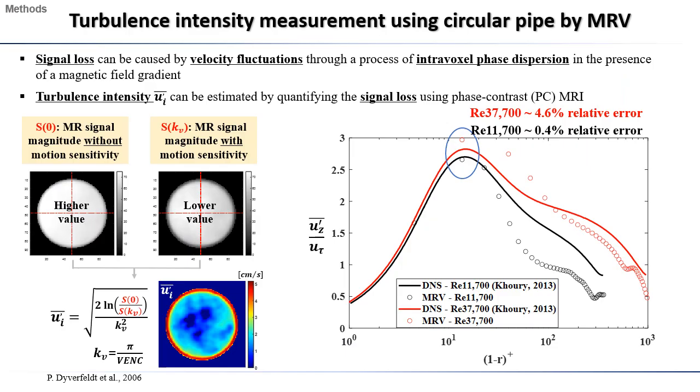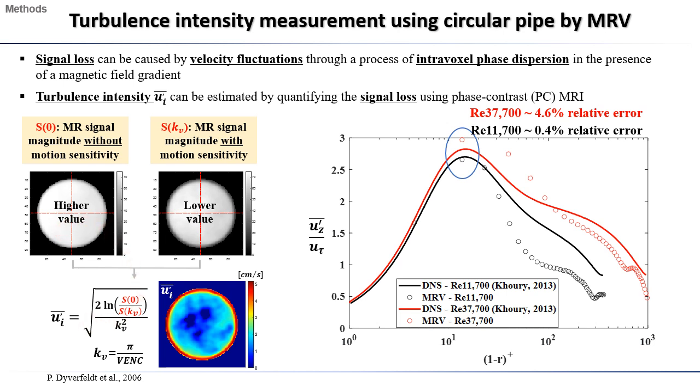First, I will explain the principle of turbulence intensity measurement using MRV. As you know, the principle of turbulence intensity measurement using PIV relies on calculating the standard deviation of instantaneous velocity fluctuations as a proportion of the mean velocity. However, MRV measurements are based on the phenomenon of signal loss due to intravoxel phase dispersion when velocity fluctuations occur in the magnetic field. So by quantifying the signal loss and using the formula below, we can directly calculate the turbulence intensity. The results are shown in the right figure.